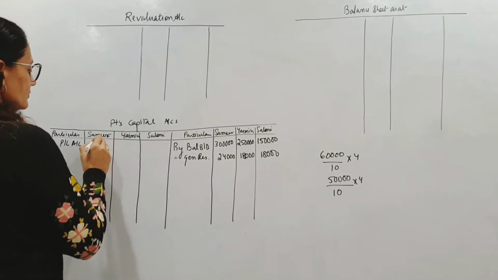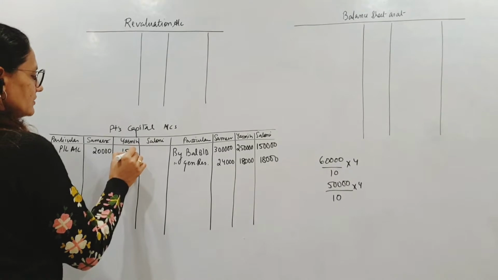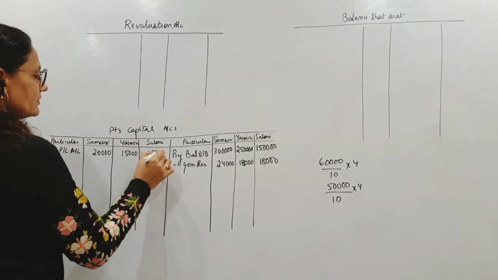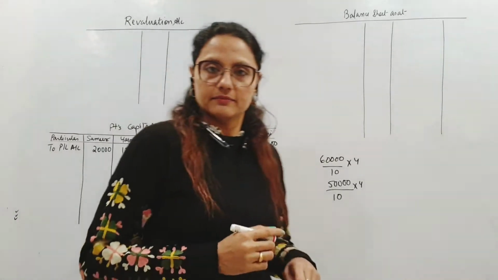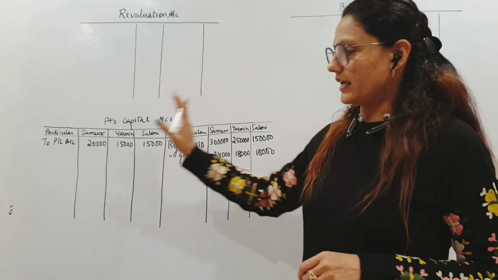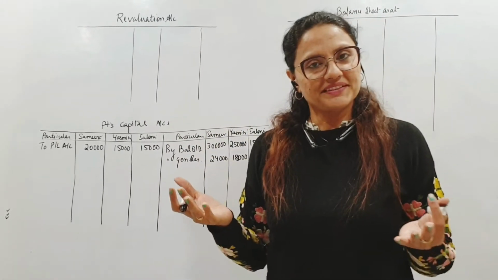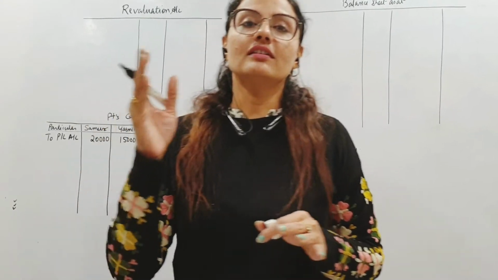So that comes to 20,000, 15,000, and 15,000. 30 and 20. Yes. Okay. So that's how we distribute the reserves and losses. Simple. The balance sheet things we have already done. Now let us talk about the adjustments.